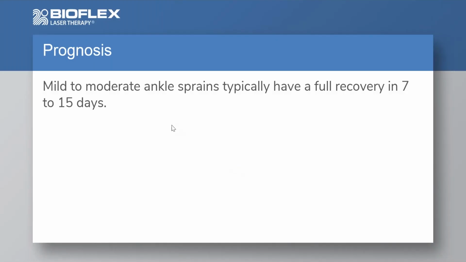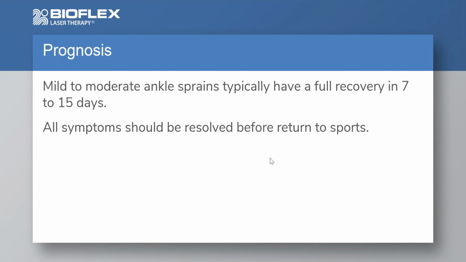Prognosis-wise, mild to moderate ankle sprains usually have full recovery in a couple of weeks. So that's the time frame. If you're adding laser therapy, I've seen them recover in a week. So it does really accelerate the healing time.